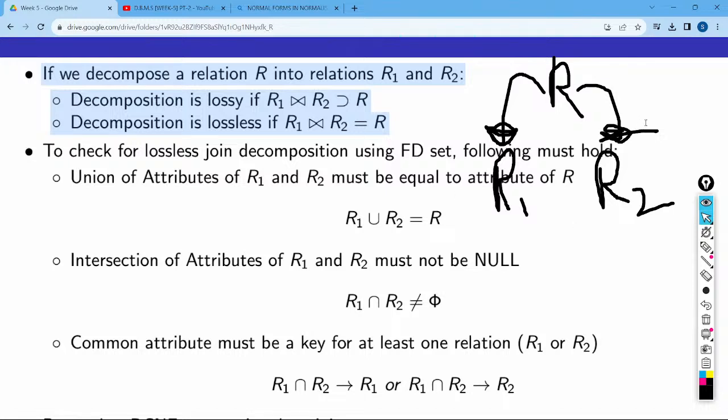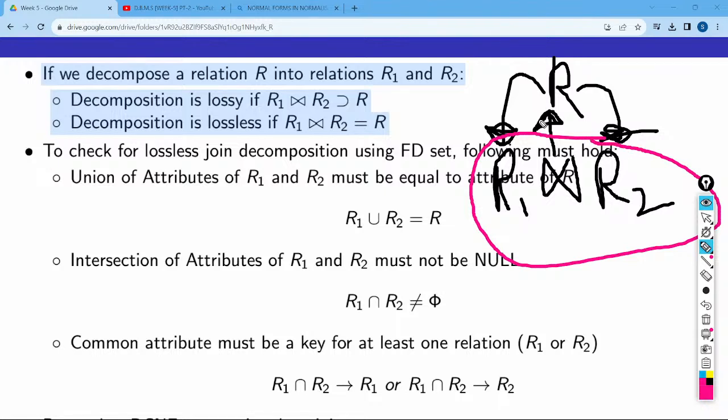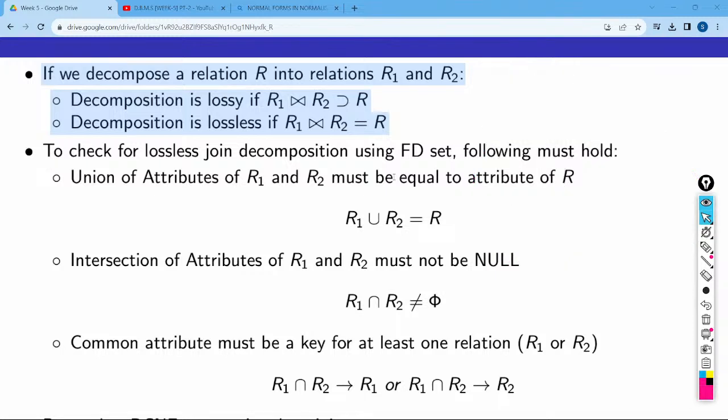Once you divide something into two separate tables and perform the natural join between them, it must result in the table itself. If it results in the table itself, it is called lossless, and if it does not, it is called lossy, as mentioned here. To check, let's move forward.